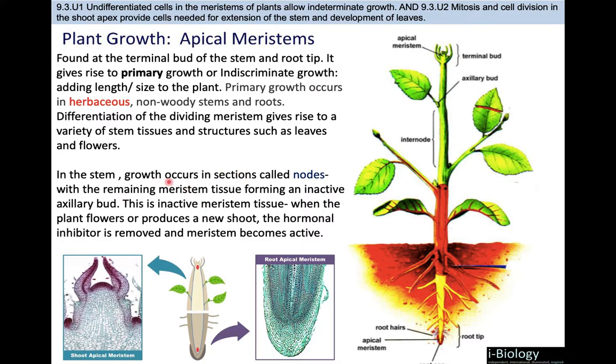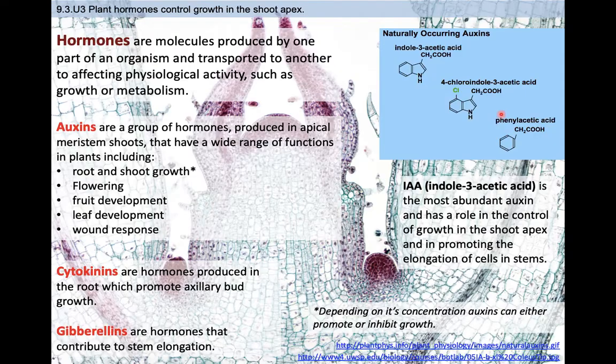In the stem, growth occurs in sections called nodes. We can see that we do see branches, and where these branches form, there are nodes where you have this undifferentiated meristematic tissue. And eventually they will grow to become branches.